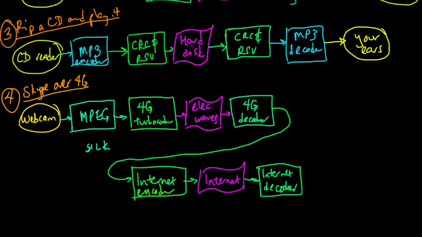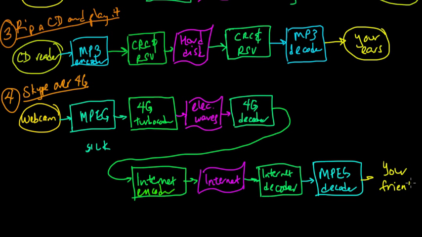And then you have to decode this MPEG. Now he's at his computer and he's got an MPEG decoder. And at long last, it gets displayed on your friend's screen and played on his or her speakers, and he sees and hears you.